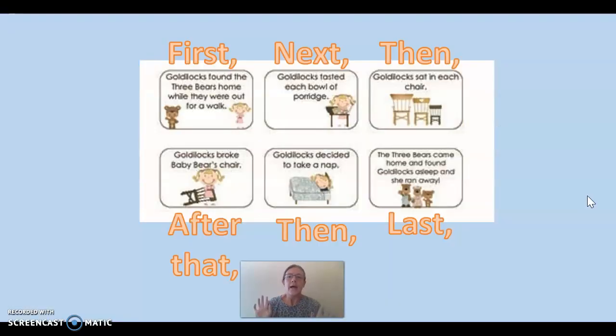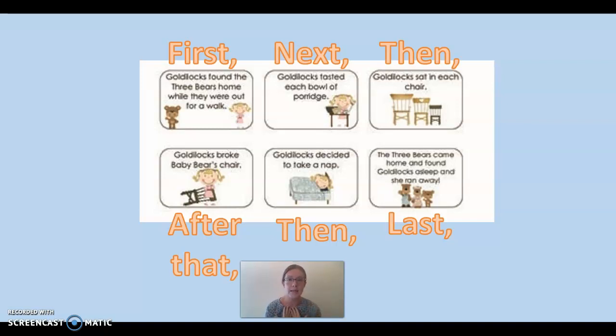So, for example, in Goldilocks and the Three Bears, lots of things happened. And when we tell someone what happened, we have to tell them what happened in order, because if we're telling someone what happened in Goldilocks and the Three Bears, we're not going to say, first the Three Bears came home and found Goldilocks asleep, because that's not what happened first. That was the ending of the book.